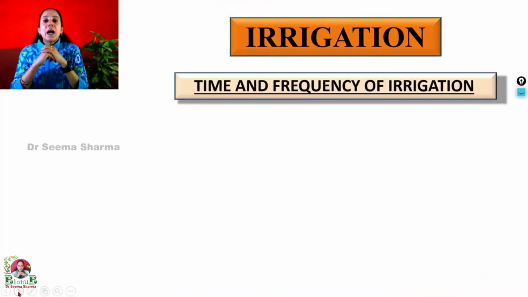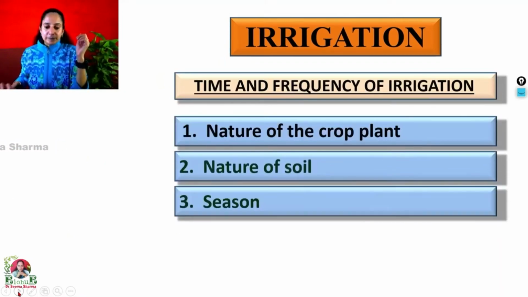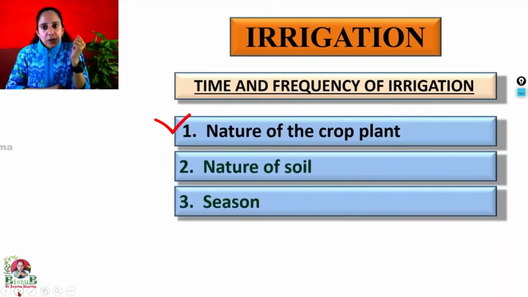The next thing, time and frequency of irrigation. It depends basically upon three things. First is nature of the crop plant.